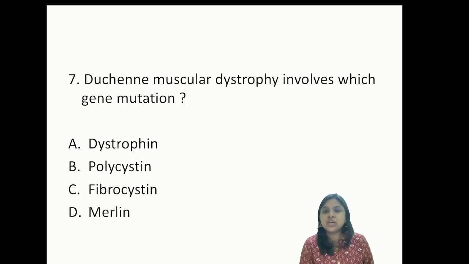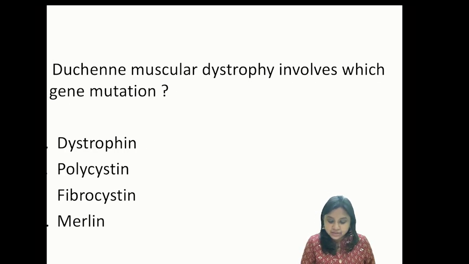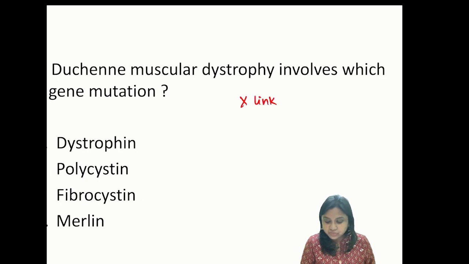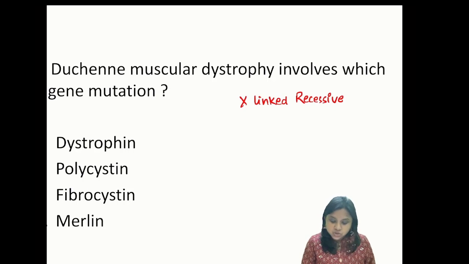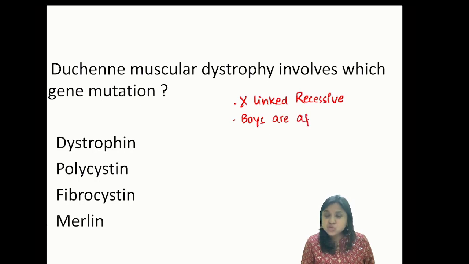Duchenne muscular dystrophy involves which gene mutation? So Duchenne muscular dystrophy, remember, it's an X-linked recessive condition. So what I mean by X-linked recessive condition? That means it is occurring in boys or males, and females are carriers, right? So that means boys are affected. And it is the most common inherited neuromuscular disorder.